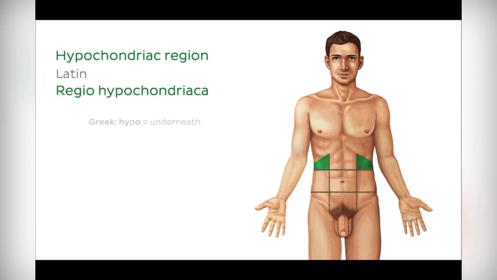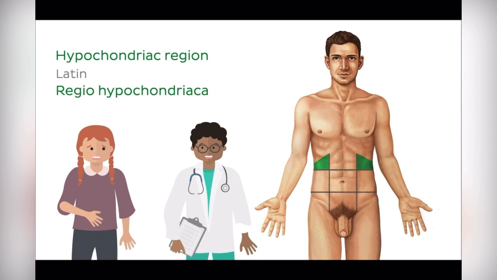Hypochondriac originates from the Greek words hypo, meaning underneath, and chondrion, which means cartilage, indicating that this region lies below the costal cartilages of the ribs. We might also recognize this word as having another meaning, as it is used to describe someone who is convinced that they are ill when they are not.